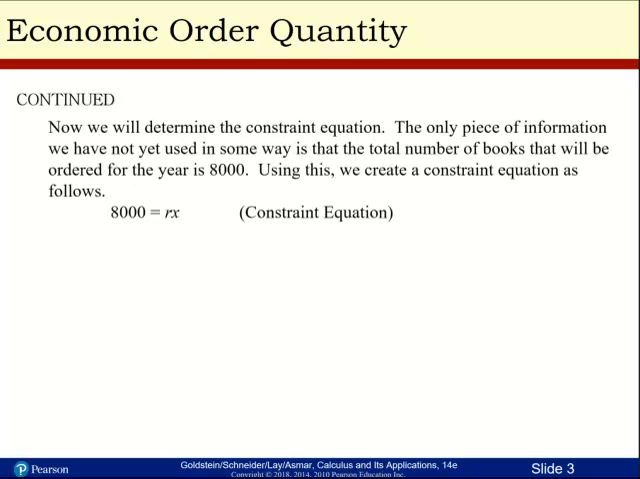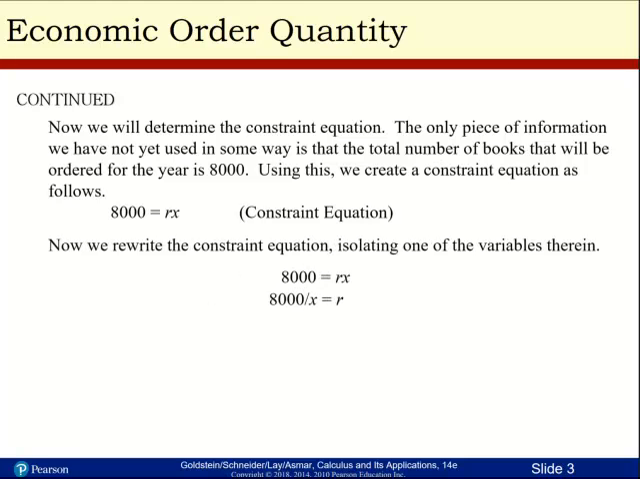So we now need to determine the constraint equation. The only piece of information we've not yet used in some way is that the total number of books that will be ordered for the year is 8,000. Using this, we create a constraint equation as follows: 8,000 equals R times X.